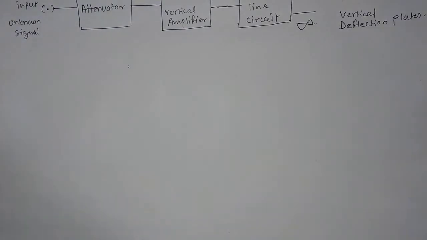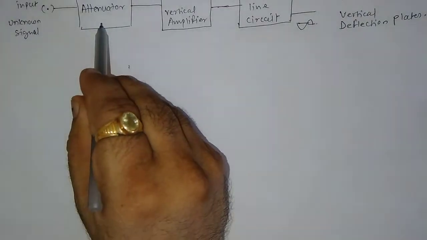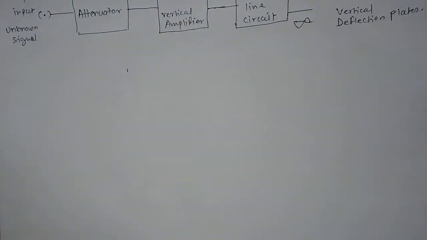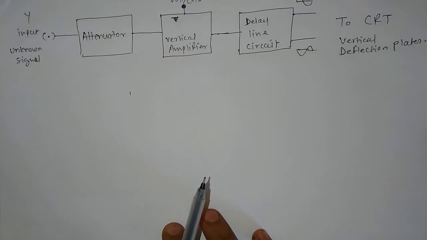Suppose the CRO can measure up to 20 volts, and we apply a 50 volt signal, then that signal will be out of the screen. So to make it lie properly on the screen, this attenuator circuit is used. The maximum voltage to be measured by any CRO is fixed. So if 20 volts is the limit, then 30 volts should be minimized. So this attenuator circuit is creating the deflection factor.